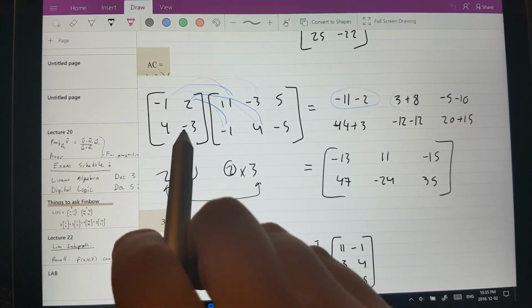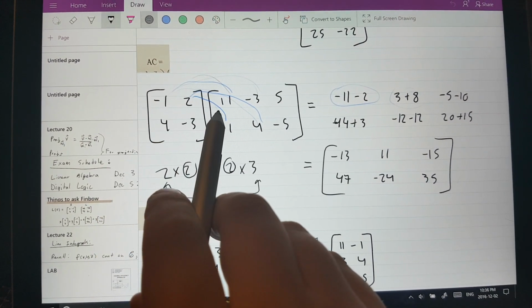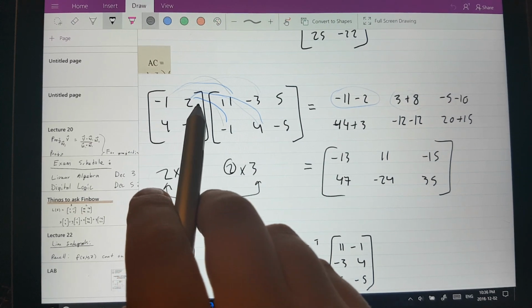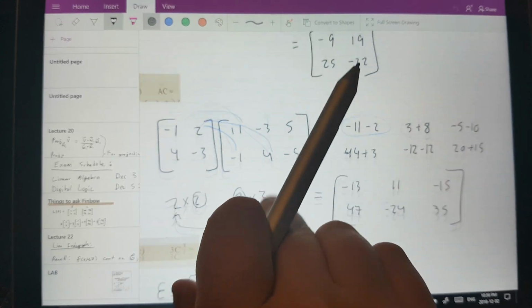Oh, did I make a mistake? Negative 11. Was that a negative 1 normally?